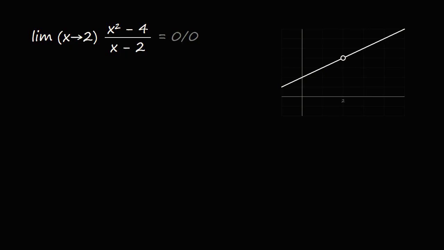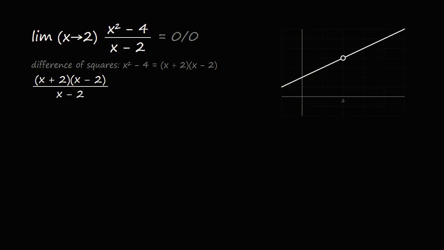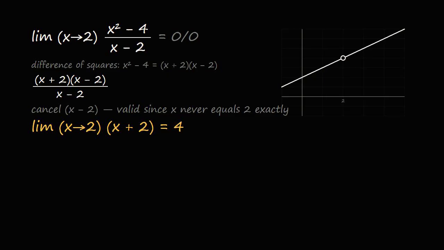Time for algebra. Notice the numerator is a difference of squares. X squared minus 4 factors into x plus 2 times x minus 2. So the expression becomes x plus 2 times x minus 2 all over x minus 2. The x minus 2 terms cancel, legally, because we're only ever looking at x values near 2, never exactly at 2. What's left, the limit as x approaches 2 of x plus 2, which is 2 plus 2, equals 4. Same answer we got by brute force plugging in numbers. That's not a coincidence. It's proof the algebra works.